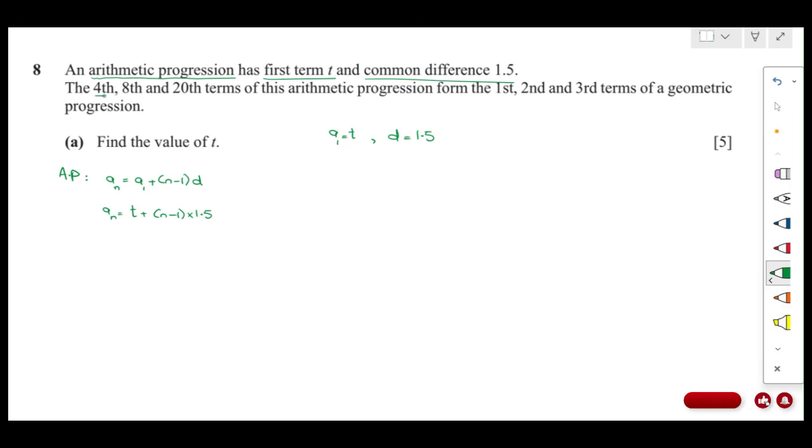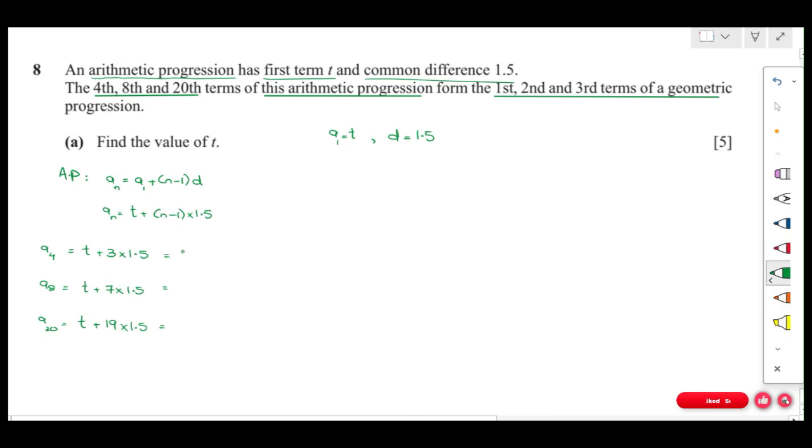The fourth, eighth, and 20th terms of this arithmetic progression form the first, second, and third terms of a geometric progression. Let me solve for the fourth term A4, the eighth term A8, and the 20th term A20. So this is t plus 4 minus 1, which is 3 times 1.5, t plus 8 minus 1, 7 times 1.5, and t plus 20 minus 1, 19 times 1.5.